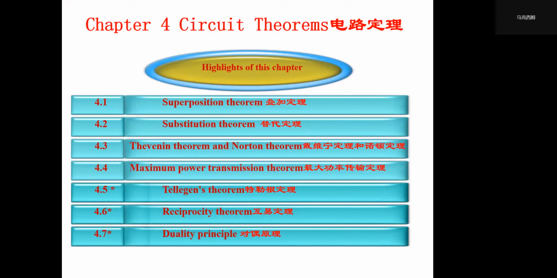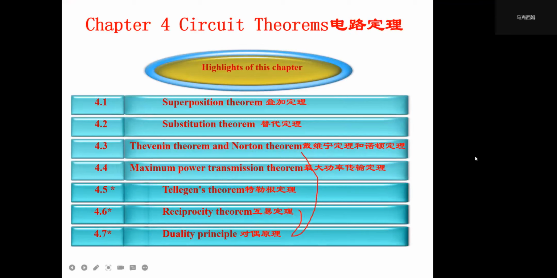In section 5, we're going to talk about the Tellegen theorem. In section 6, we're going to talk about the reciprocity theorem. And in section 7, we're going to talk about the duality principle. Using this duality principle, we can easily understand the Thevenin theorem and the Norton theorem, which are dual to each other, and we can also understand section 6 more deeply if we understand section 7.